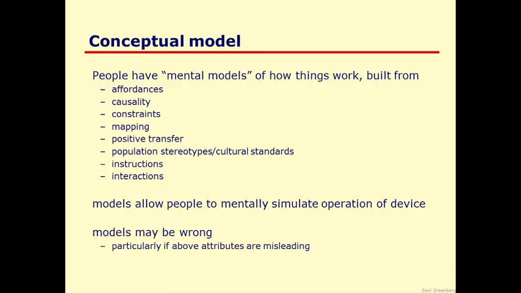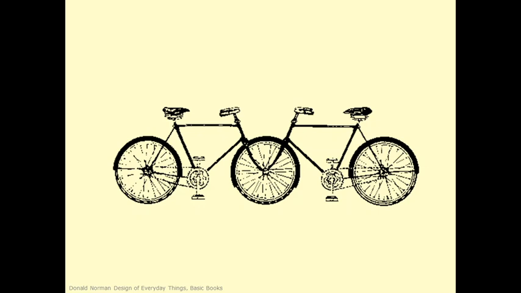So people have mental models of how things work, built from affordances, causality, constraints, mapping, positive transfer, population stereotypes, cultural standards, instructions, and iterations. Models allow people to mentally simulate the operation of a device. Models may be wrong, particularly if the above attributes are misleading. So the mental models that are designed are most of the time correct.